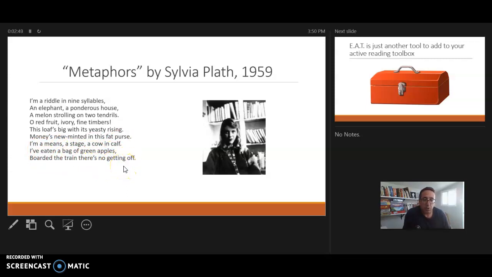So, short poem, it's a series of metaphors, hence the title, Metaphors. But also, in the first line, she tells you, I'm a riddle in 9 syllables. So she tells you literally the subject of this poem, the I of this poem, is a riddle. So something to solve, something we can unpack, look for textual evidence, put together and say, oh, it's about this.